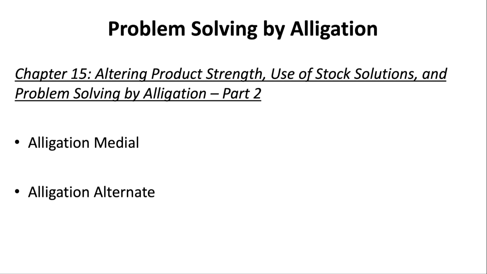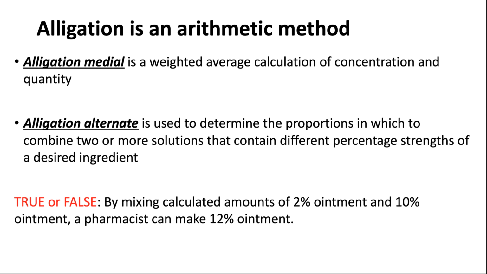So with that as a short introduction, let's get started by defining what an alligation is. Alligation is actually an arithmetical method of solving problems that involve mixing of solutions or mixtures of solids or semisolids that have different percent strengths. So let's illustrate that with the question down below, because this is where our intuitions sometimes fail us. The question at the bottom says true or false. By mixing calculated amounts of 2% ointment with 10% ointment, a pharmacist can make a 12% ointment. Is that true or false? The answer is definitively false.